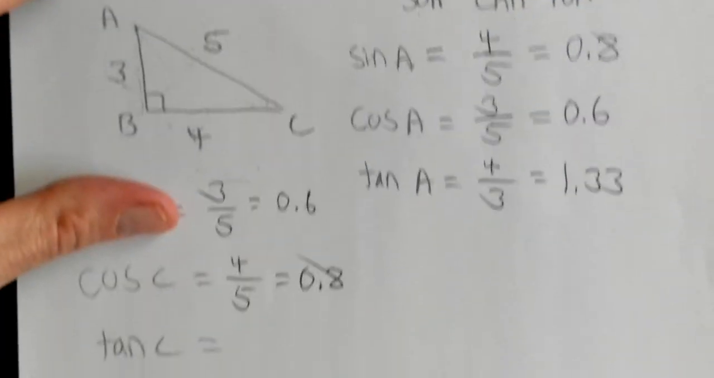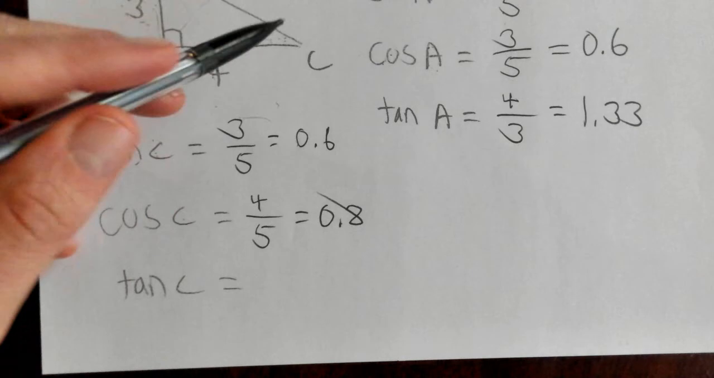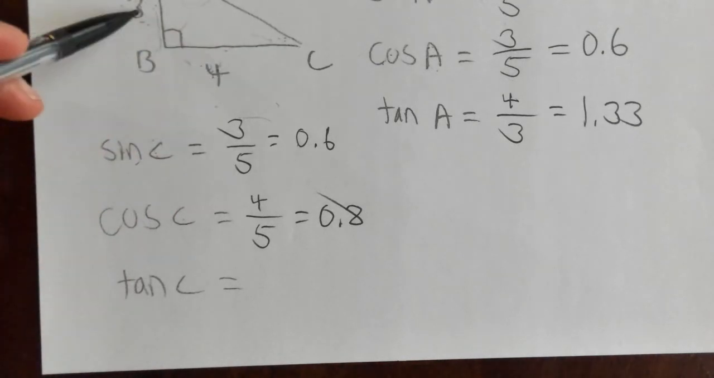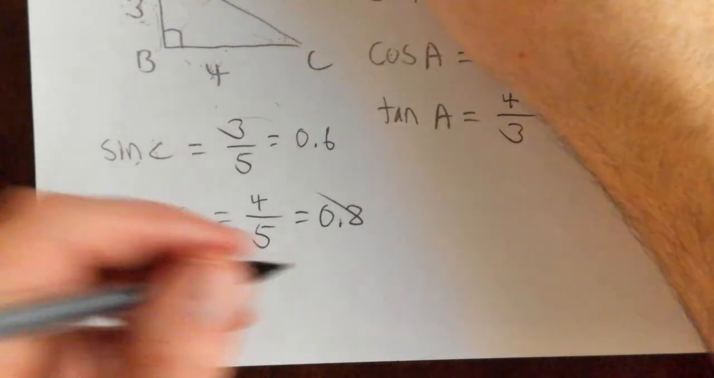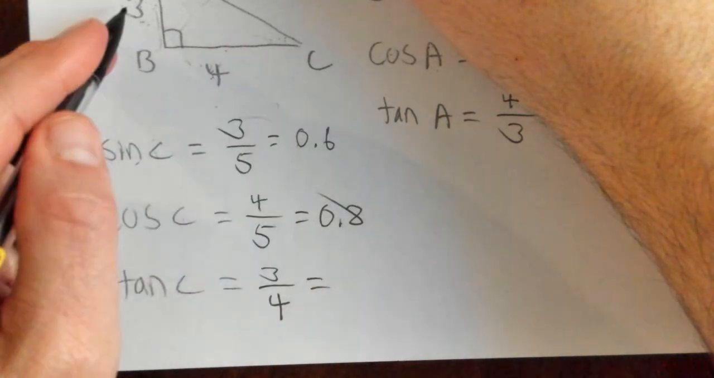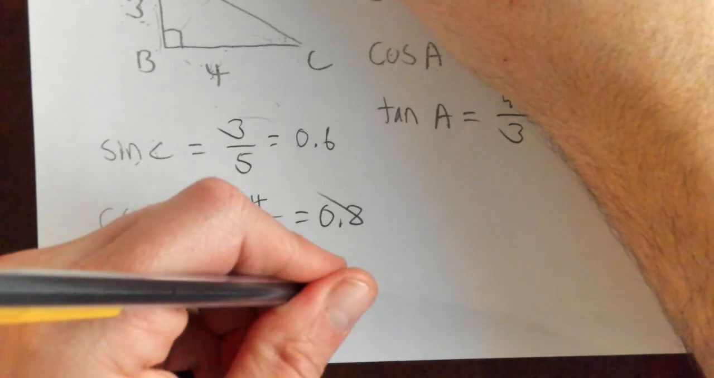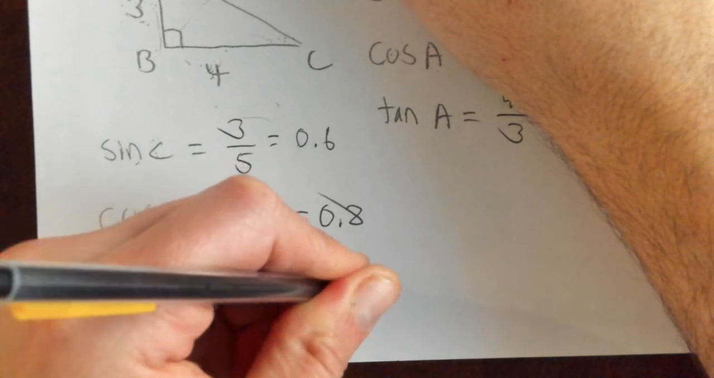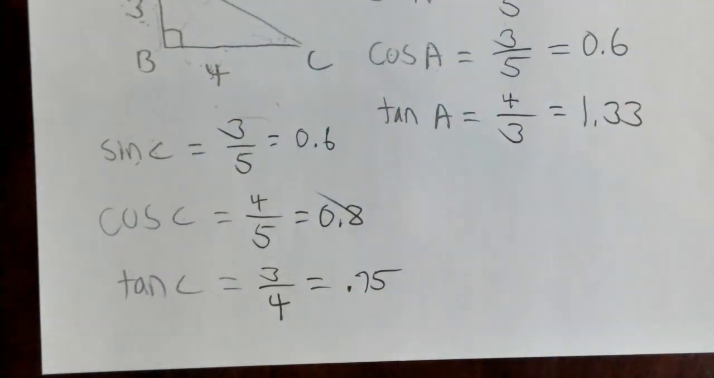And for C, the tangent of C. So tangent is opposite over adjacent, which is going to be 3 over 4. So 3 is the opposite side, 4 is the adjacent side. That's going to be 0.75. All right, so there you go.